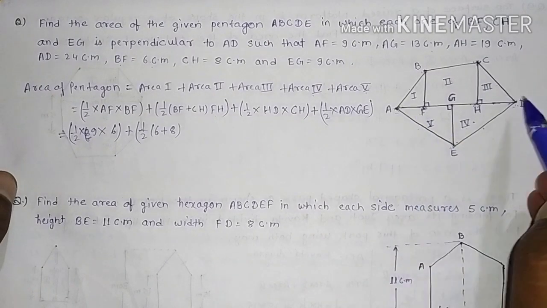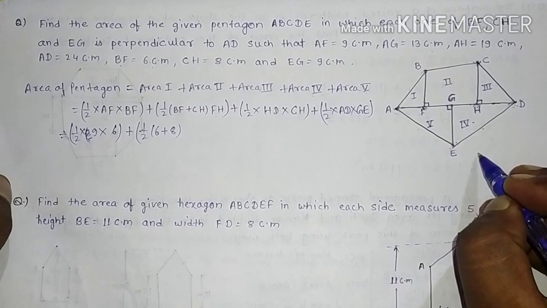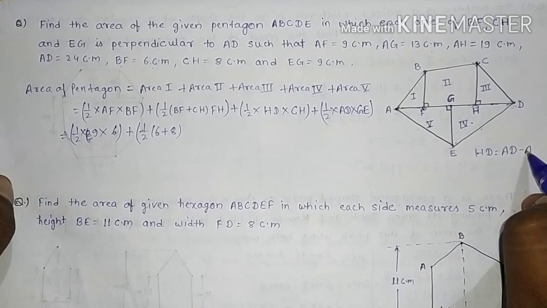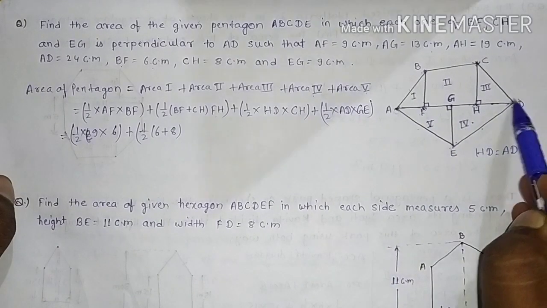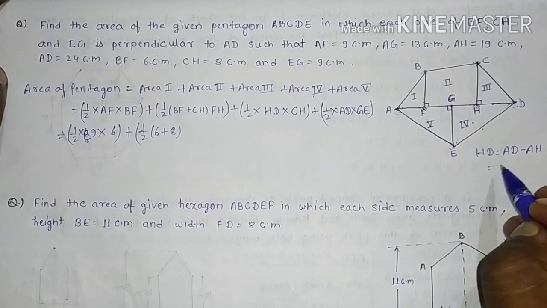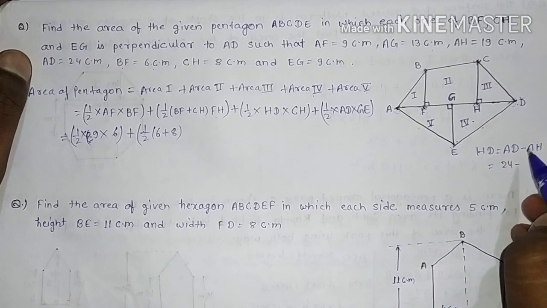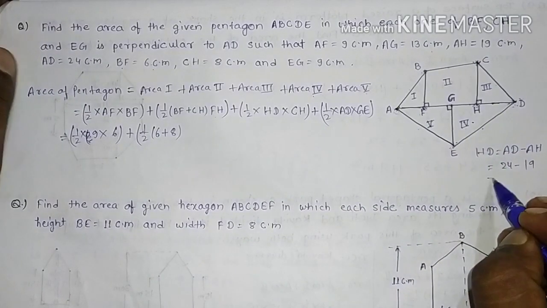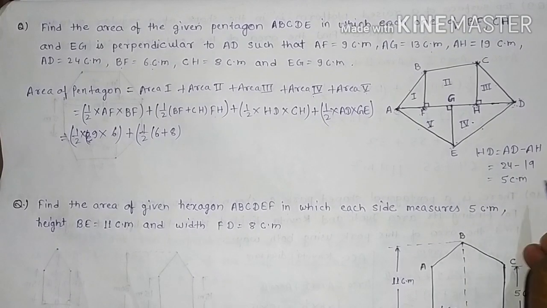So AD minus AH, that will be HD. So HD equals AD minus AH. So HD is left here. AD is given here, 24 centimeter, minus AH, which is given here, 19 centimeter. So 24 minus 19, that will be 5 centimeter.